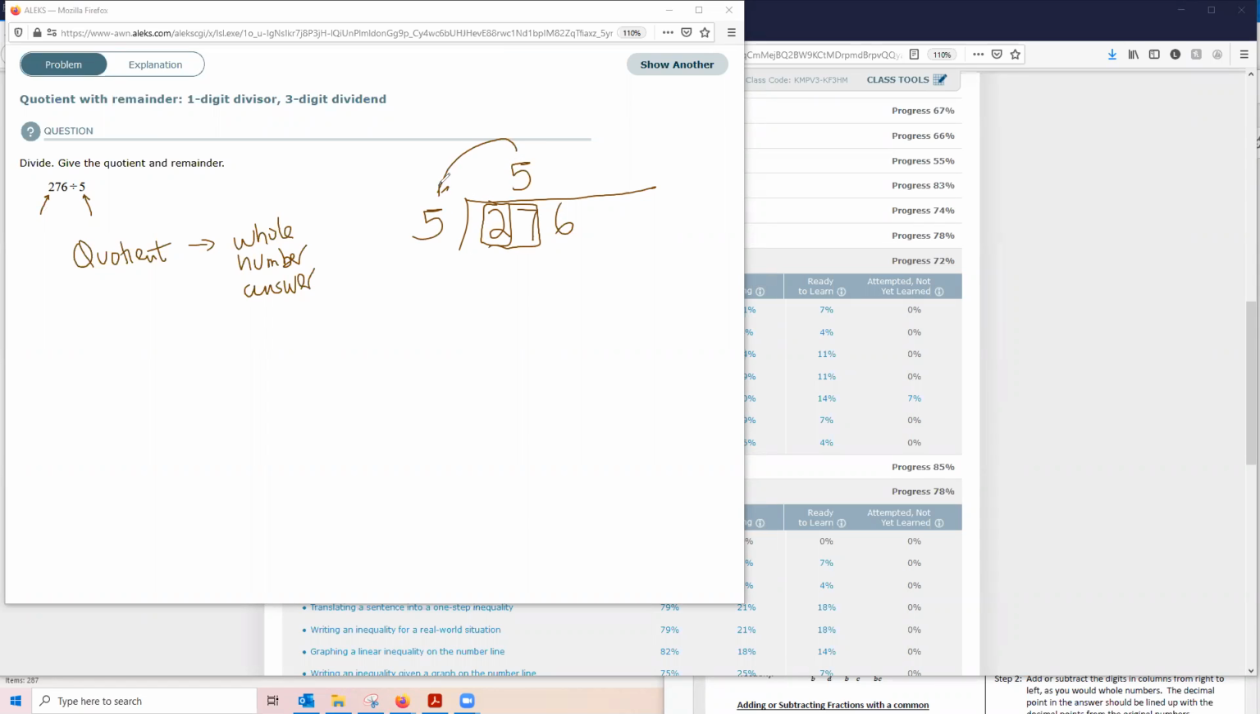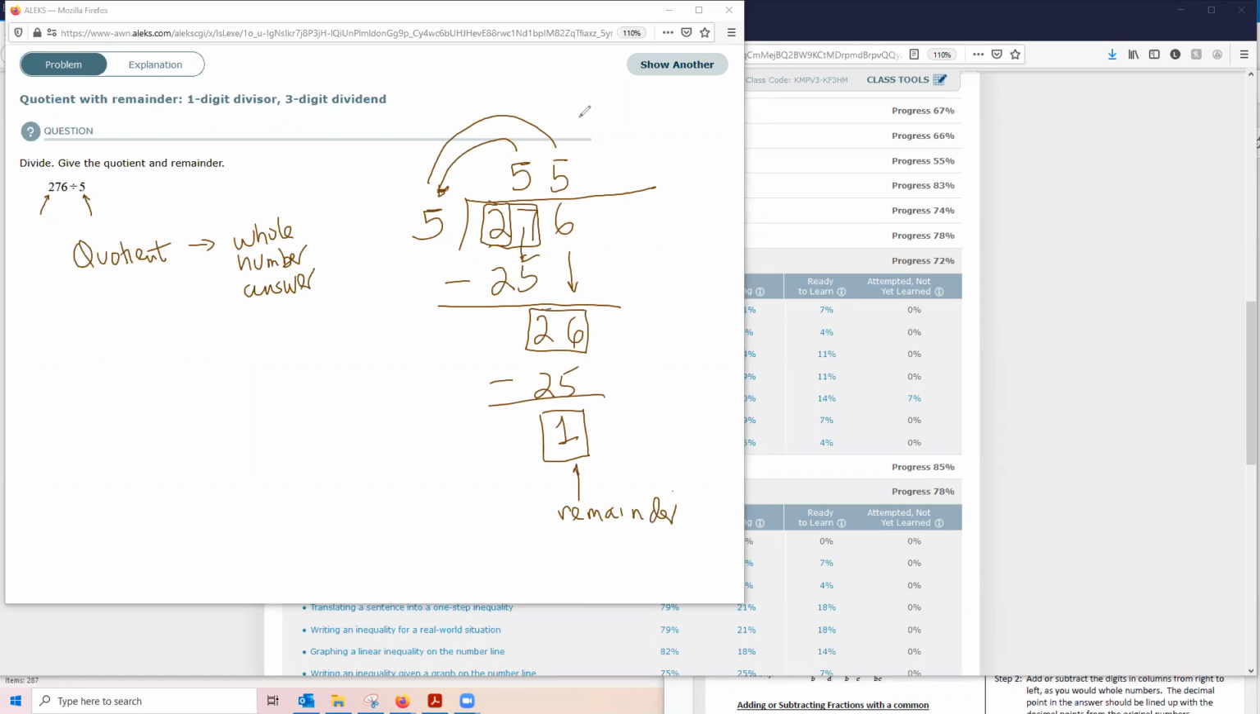5 times 5 is 25. You write the answer underneath and subtract. Well, if I subtract this, 7 subtract 5 is a 2, and I bring the 6 down. Now 5 divides into 26, again, 5 times. 5 times 5 is 25, subtract, 1. This number you end up with here is what's left over, so that's the remainder. The quotient is this number on top, 55. So the answer to this problem is the quotient is 55 and the remainder is 1.